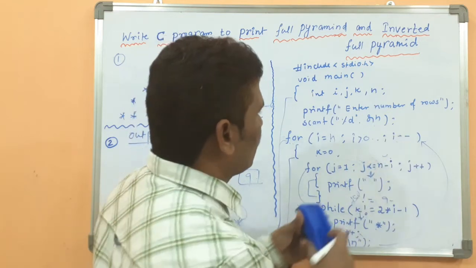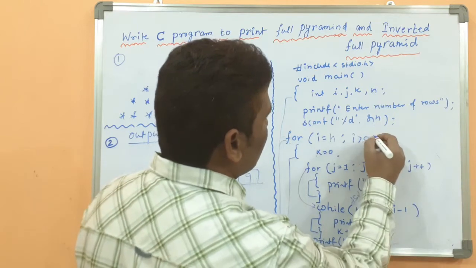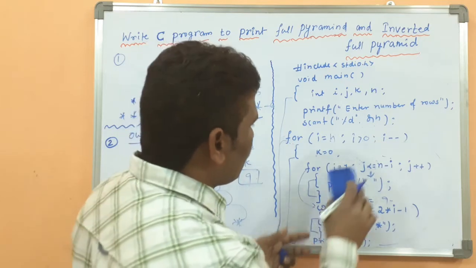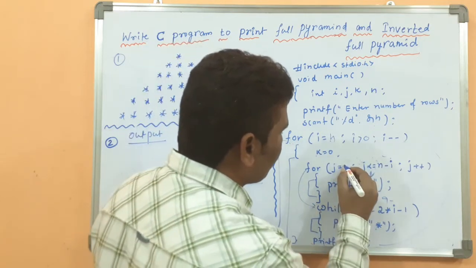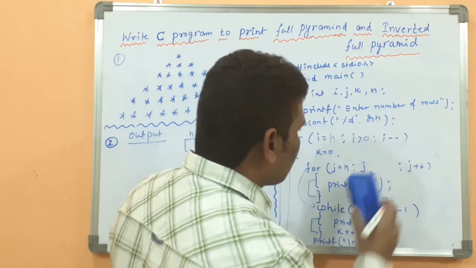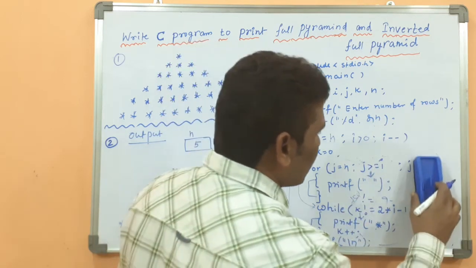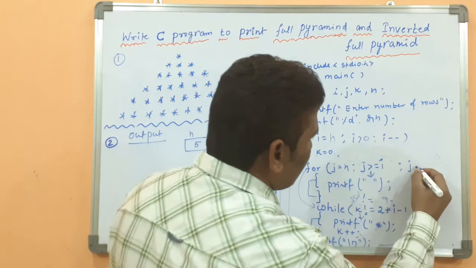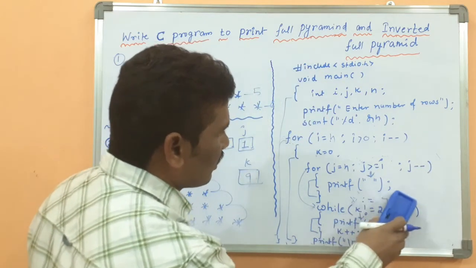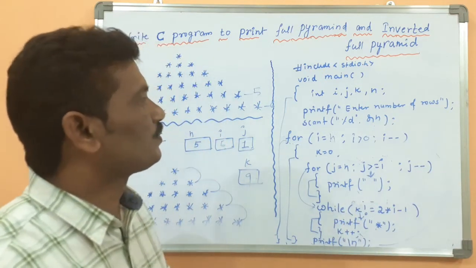Here I will write again the statement. I greater than 0. Then I minus minus. Here also j should be n. Then j greater than or equal to I. Then j minus minus. Then no changes after that. The same code.